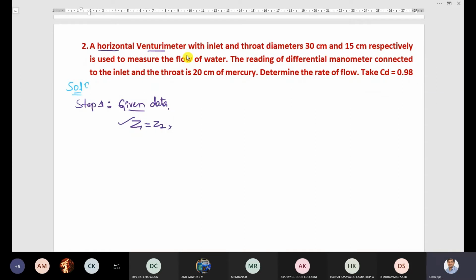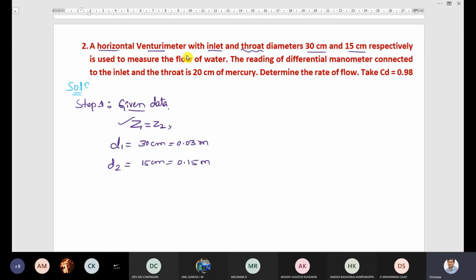So with the inlet and throat diameters 30 centimeter and 15 centimeter. I will write the diameter at inlet is 30 centimeter, convert into meter 0.3 meter, and the diameter at the throat section, we will assume it as section 2 or the outlet, is 15 centimeter, which we convert into meter, that is 0.15.